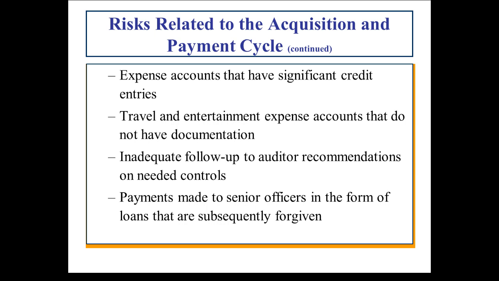entries. What does a normal expense account have? What's the normal balance? A debit balance. Why are they getting credited? Travel and entertainment expenses don't have documentation. Inadequate follow-up to auditor recommendations on needed controls. So when we see that in prior audits, we've made recommendations, and we can tell now we're in a new year that those recommendations weren't heeded, that might be something we're going to look a little stronger at.